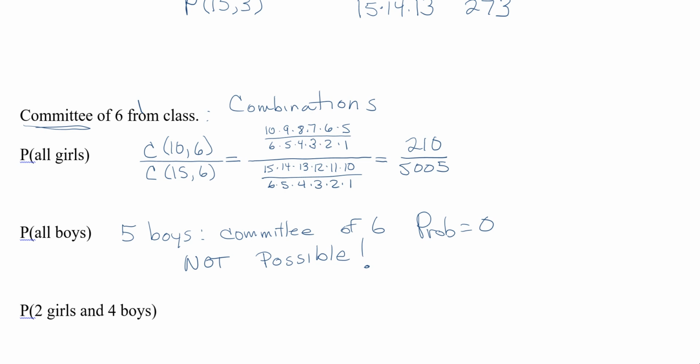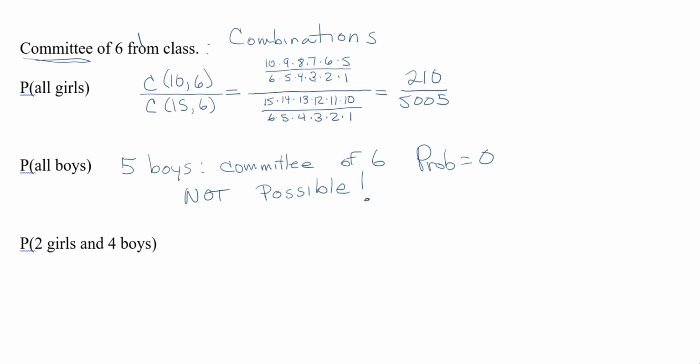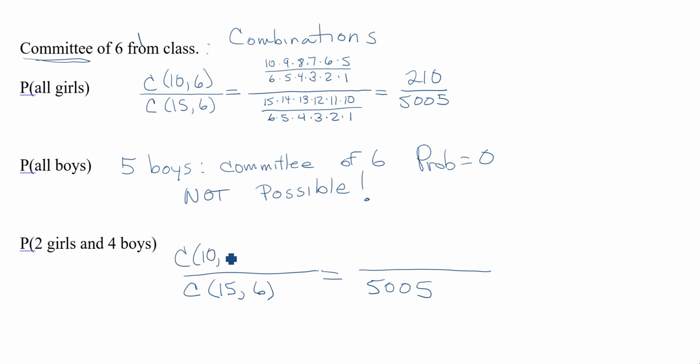And then, lastly, what would be the probability that that committee of 6 has 2 girls and 4 boys? Well, let's see. My sample space here, I still have a combination, 15 students in the class, and I want to choose 6. And so that denominator is still going to be my 5,005. In the numerator, there are 10 girls, and I want to choose 2. And there are 5 boys, and I want to choose 4.